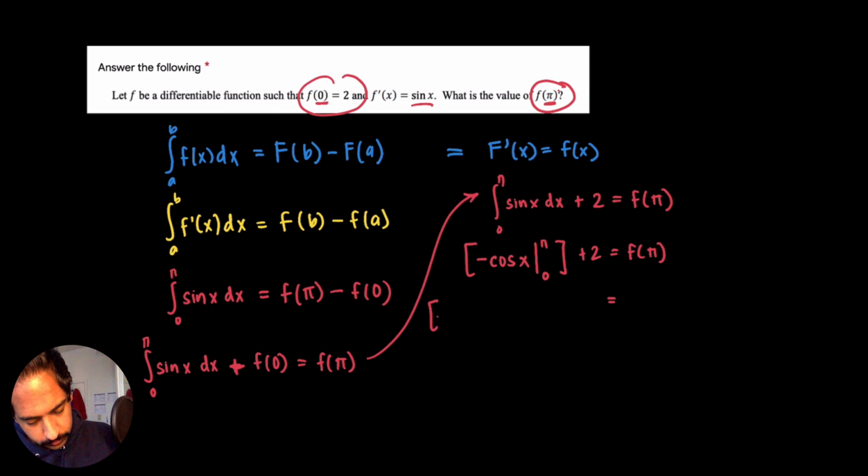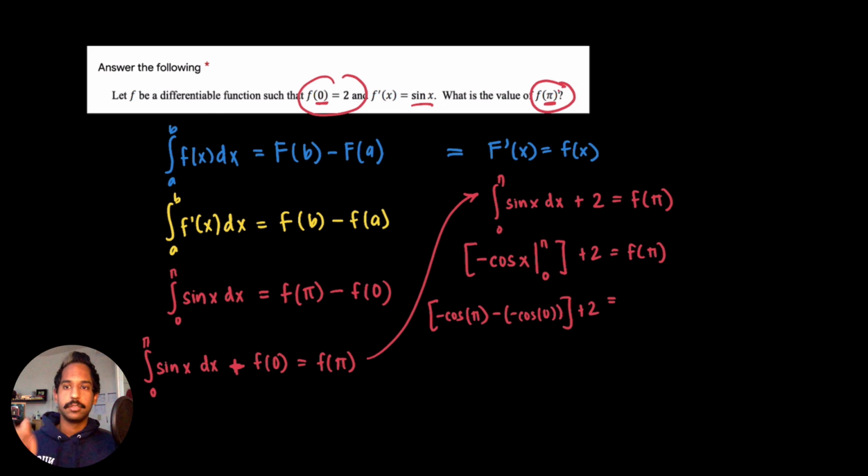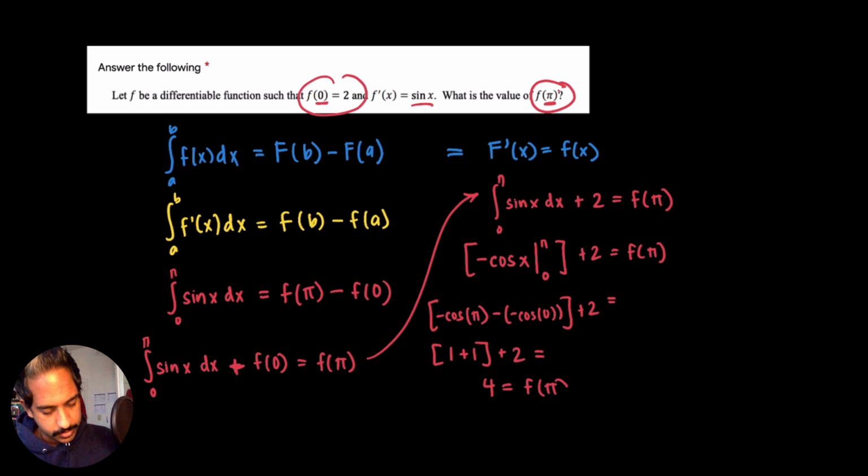So negative cosine of pi minus negative cosine of 0 plus 2. Cosine of pi is negative 1, times negative is positive 1. Minus, well, cosine of 0 is 1, negative 1 minus negative 1, which is positive 1, plus 2 equals, this is 2 plus 2 is 4. So we find that f of pi will equal 4.